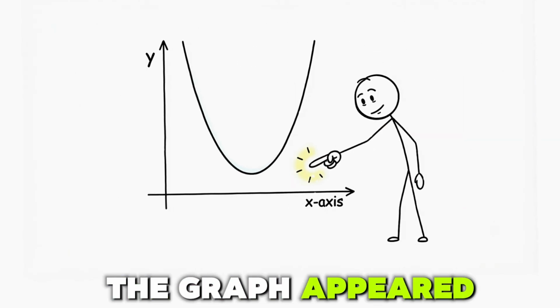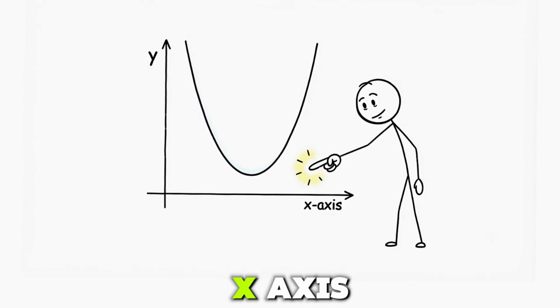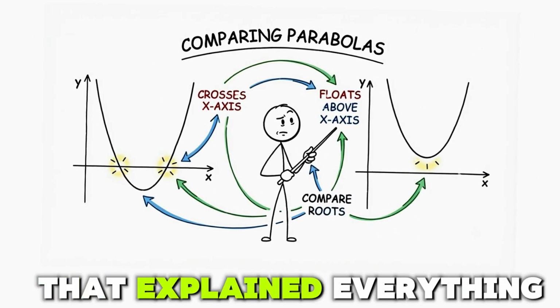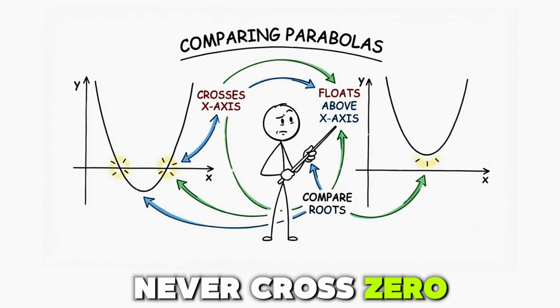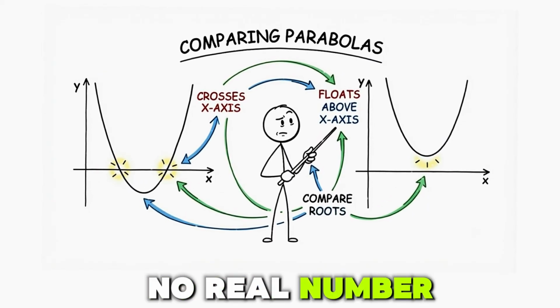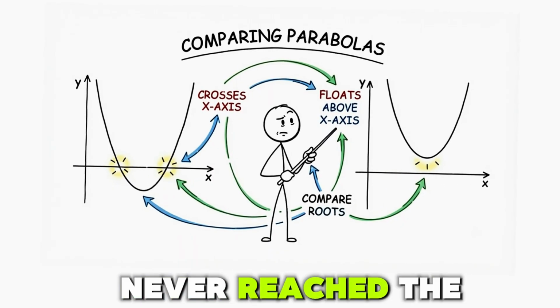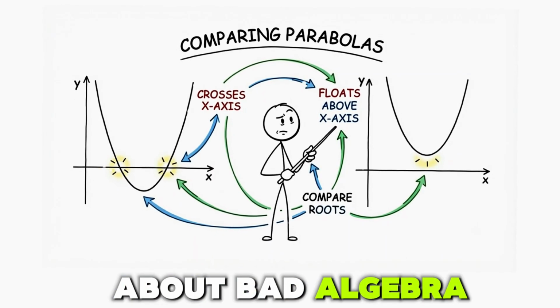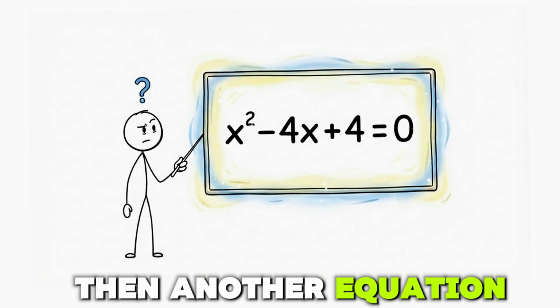Had the method failed? The graph appeared beside the equation. This curve floated completely above the x-axis without touching it even once. That explained everything. Some quadratic equations never cross 0, so they have no real number solutions. The graph wasn't broken. It simply never reached the horizontal axis. The mystery wasn't about bad algebra. It was about geometry.